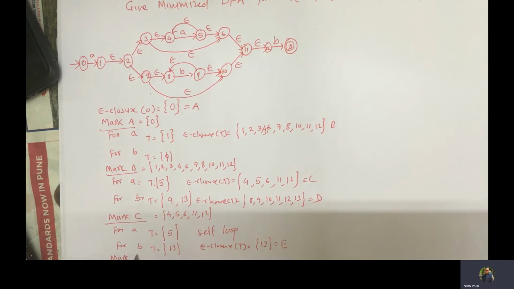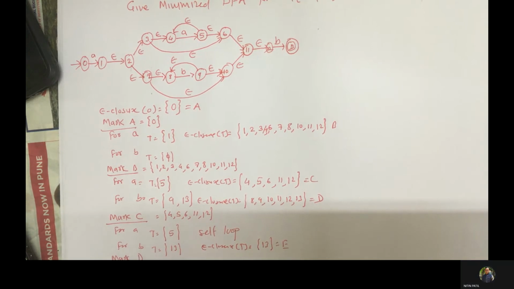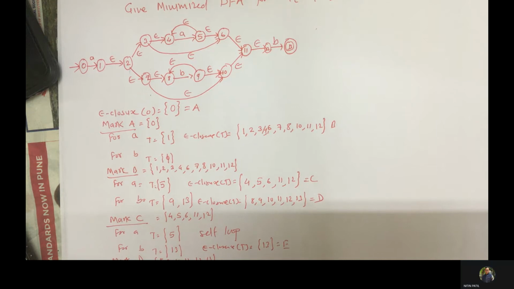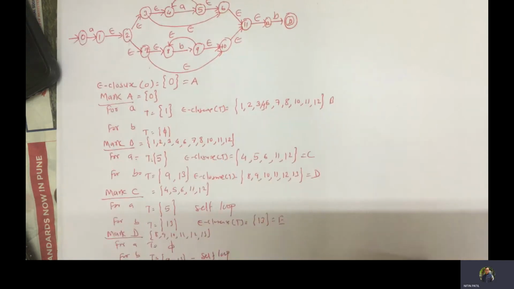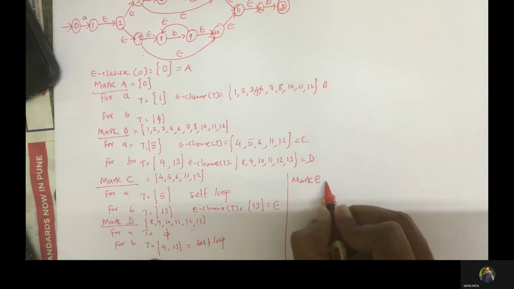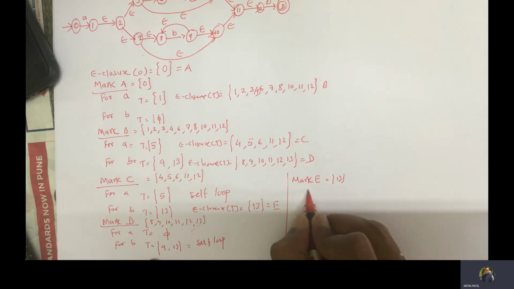So mark D. For A, T equal to: this is 8, 9, 10, 11, 12, 13. It is 5. For B, T is, as 8 is there, so 9, and then 12 is there, that's why 13. So 9 and 13 we already saw, it is a self loop. Correct. Now remaining is, let us mark E. E is 13. There is no transition for A, 5.